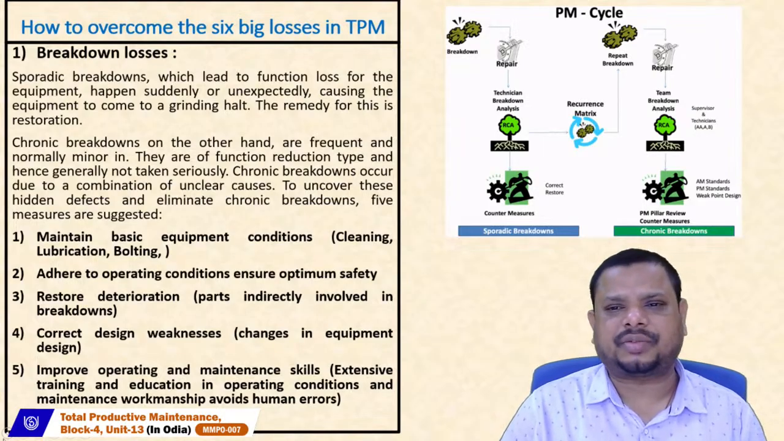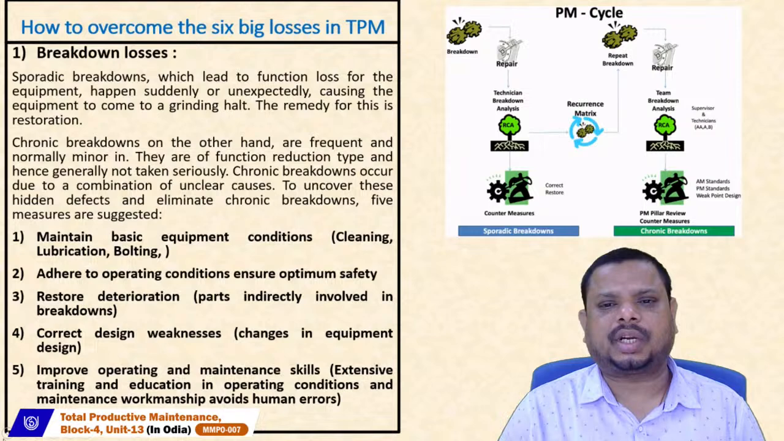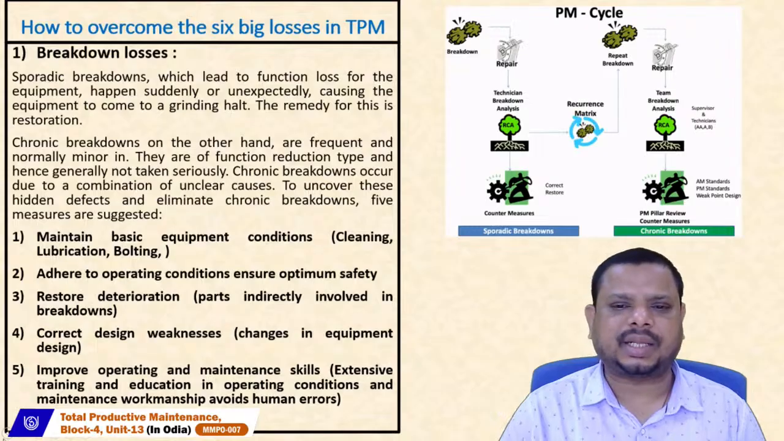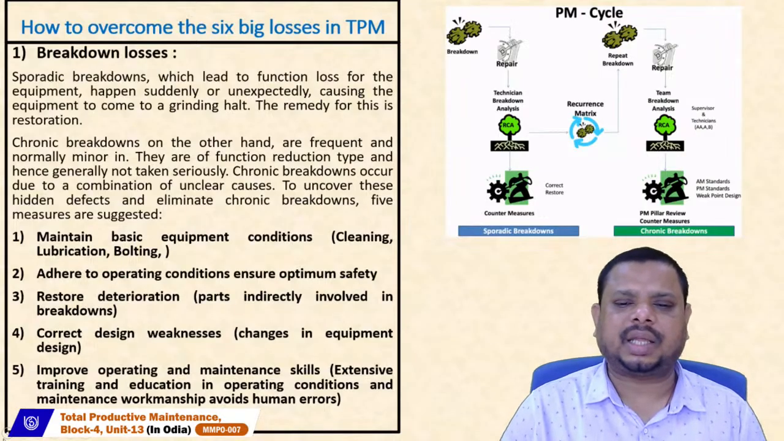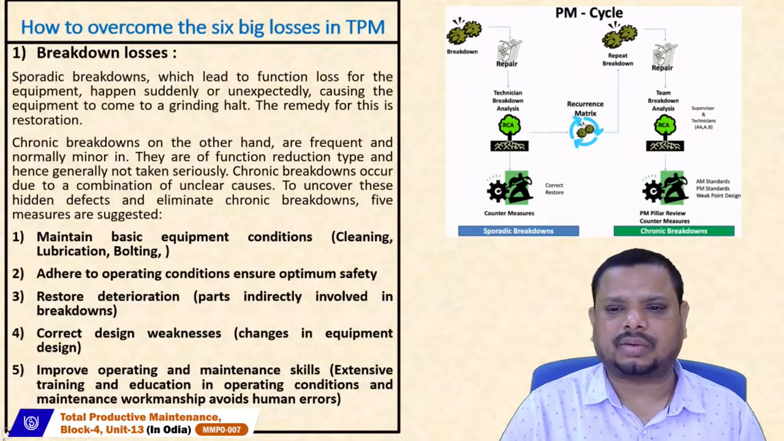So let's understand the difference between sporadic breakdowns and chronic breakdowns. In the first one, sporadic breakdowns, the breakdown occurs immediately. The maintenance personnel will provide the repairs. The technicians involved go for technical breakdown analysis, under which they simply go for RCA. RCA stands for root cause analysis, and immediately they apply countermeasures and go for correct restoration. So this is under sporadic breakdowns.